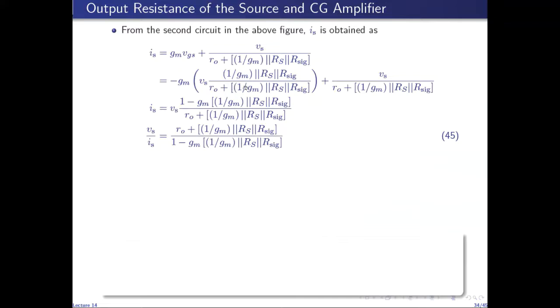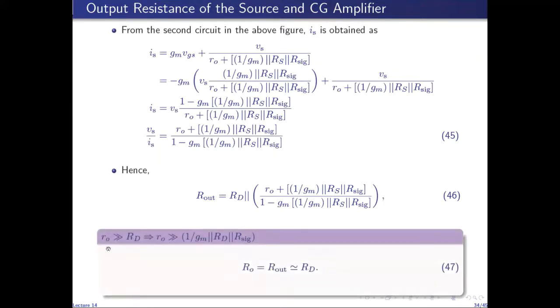So we have Vs common in both terms. We take Vs out common, we simplify, and then the ratio of Vs to Is is equal to the inverse of this factor, which is given by this expression. So R out, which is the output resistance of the amplifier plus the small signal source, is given by RD in parallel with this factor.